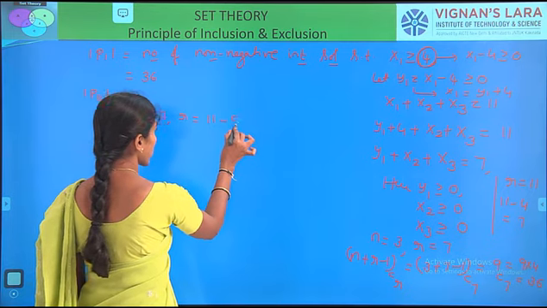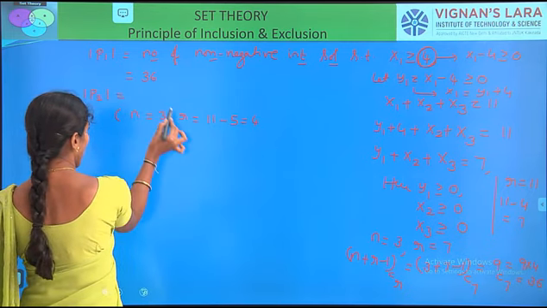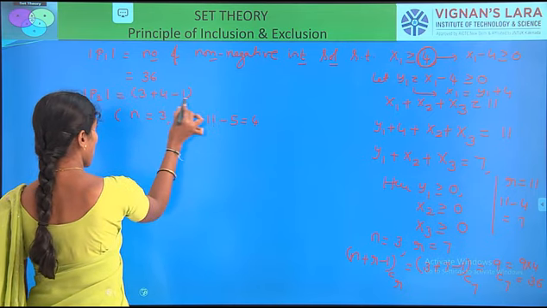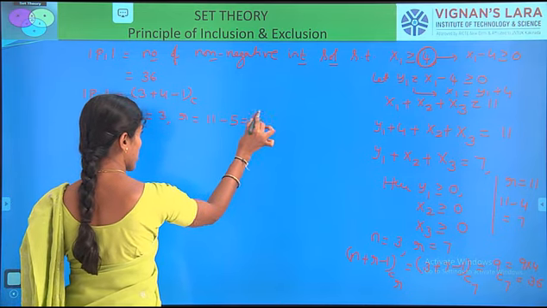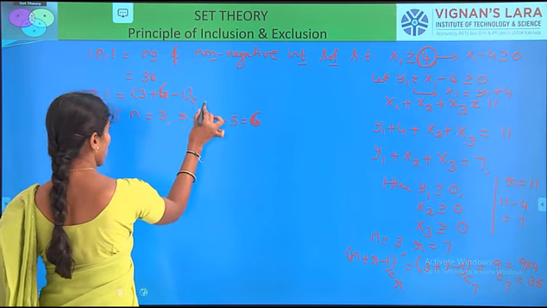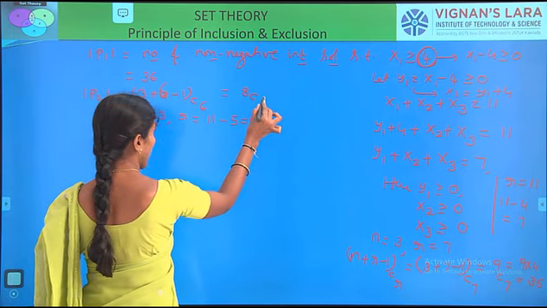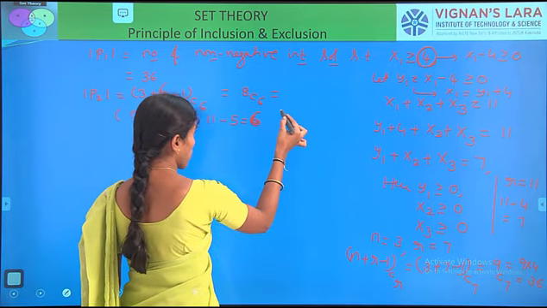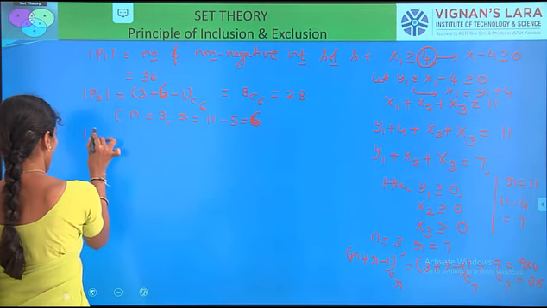So 11 minus 5 value is 4. So n value 3, r value 4: n plus r minus 1 C r. 11 minus 5 is 6. So the value is 3 plus 6, 9 minus 1, 8C6. It is 8 into 7 by 2, 4 into 7, which is 28.